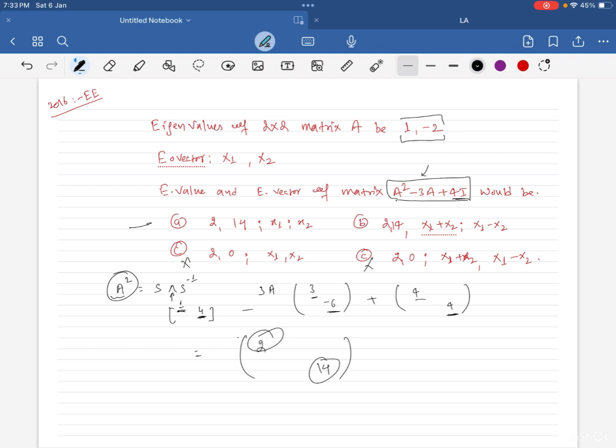We are left with A and B, right? Can you tell me that the eigenvector of this matrix is also going to be the same as the eigenvector of A, right? Can you tell me why? Let me know. The correct answer for this is A.